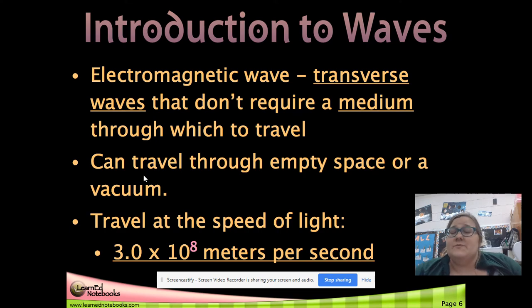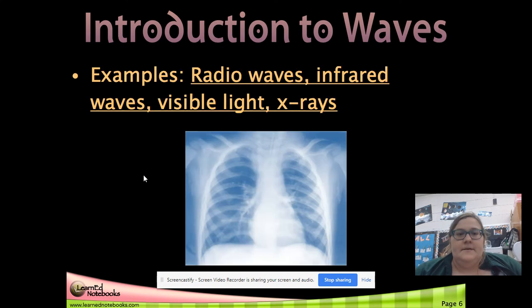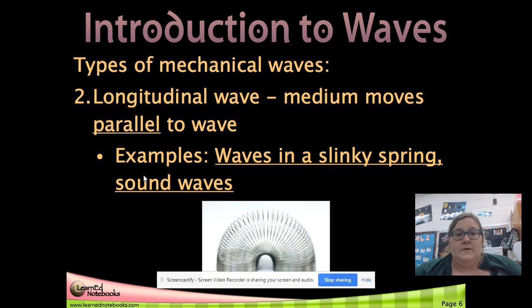You're talking about exponents right now in math class. Think about that number. 10 times 10 times 10 times 10 times 10 times 10 times 10 times 10. That's fast. Okay. Examples of the electromagnetic spectrum are radio waves, infrared waves, visible light, and X-rays. We're going to talk more about the whole electromagnetic spectrum as we go on through this unit.